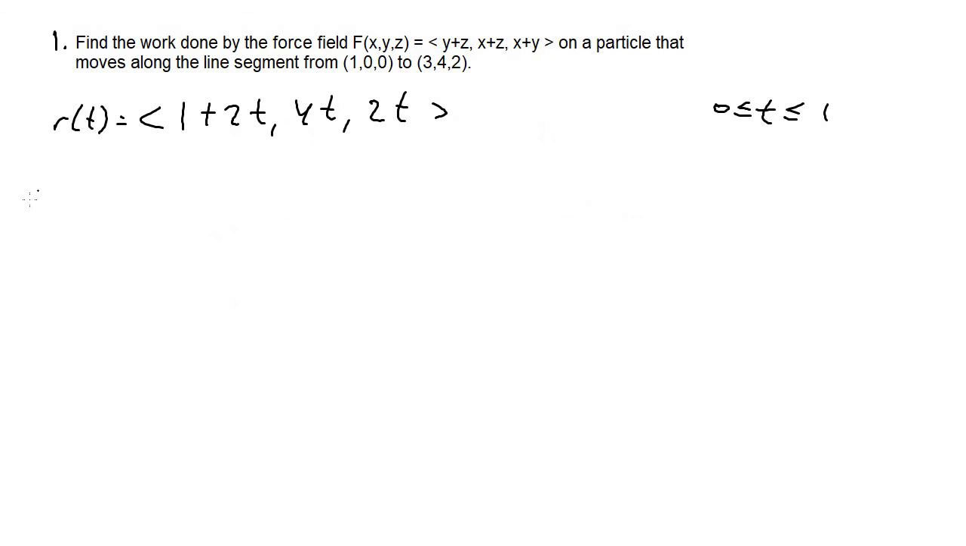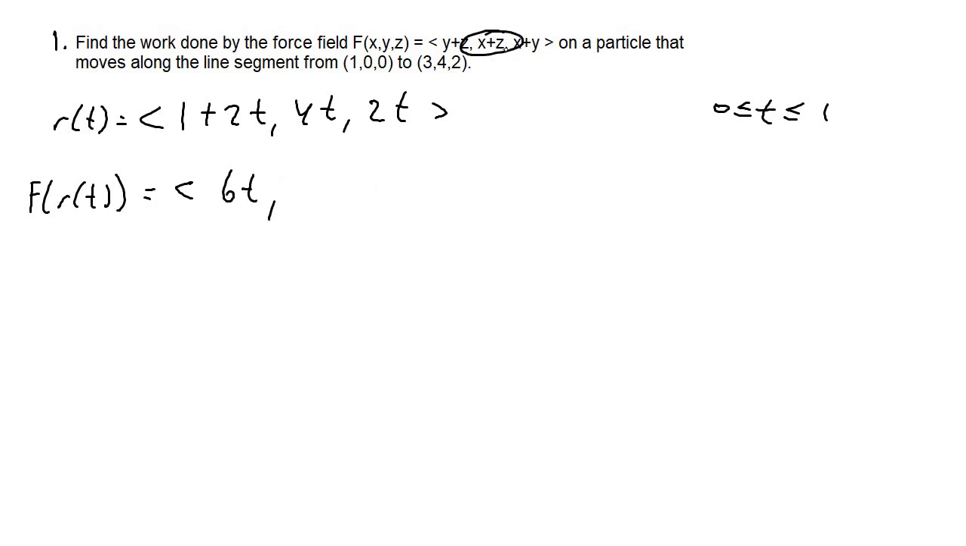So now let's find f of r of t. Once again, we're going to plug the components of the vector function r of t into the vector field f. So f has y plus z. The y component of r of t is 4t, plus z, so the z component of r of t is 2t. So 4t plus 2t, I'm going to rewrite that as 6t. So we have 6t, comma.